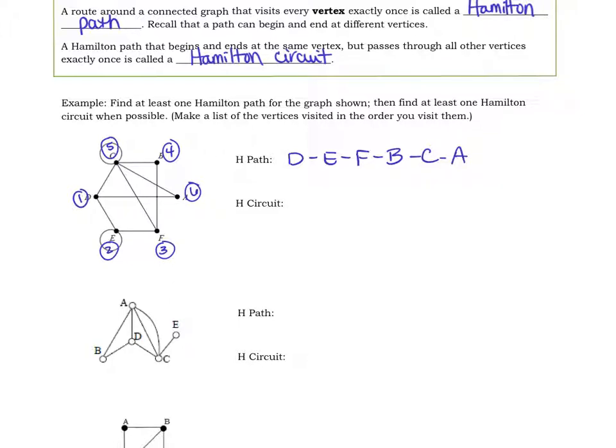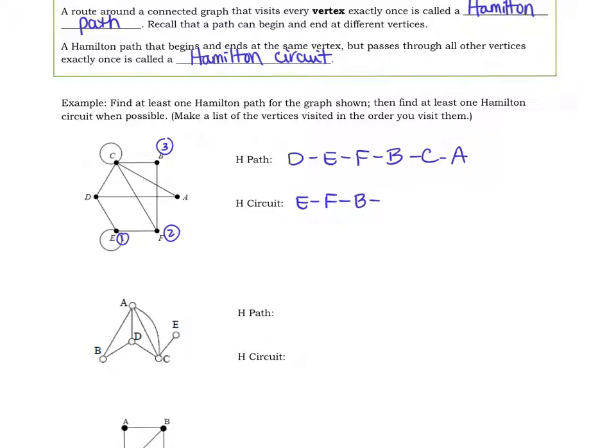Okay. If we want to find a Hamilton circuit, we have to begin and end at the same vertex. Begin and end at the same vertex. So I'm going to start at vertex E just for something kind of different here. So if I start at E as number 1, I'm going to head over to F next, number 2. After F, I'm going to go up to B.